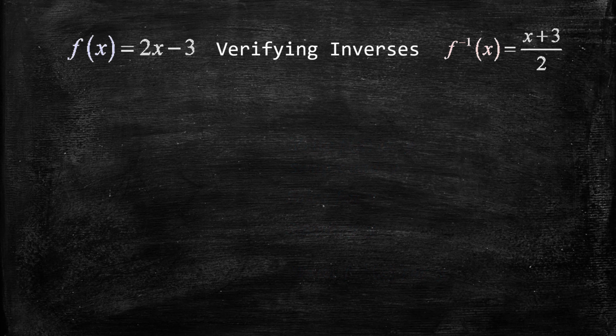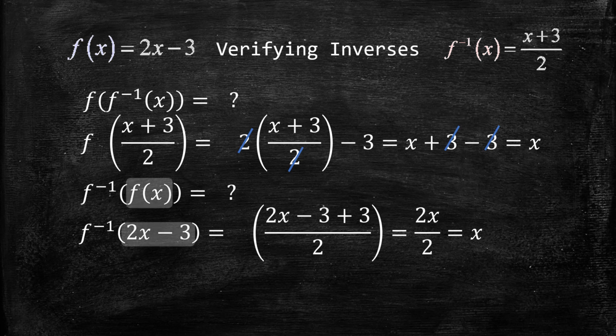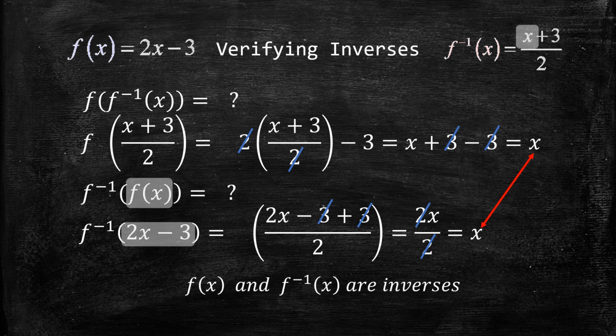Let's verify that these two are inverses. So we're going to take their composition. So notice this is f inverse of x, and where did we replace that? In x, in f of x. Simplify. Therefore, we got x. Let's take it backward. Keep in mind this is f of x, and where did we replace it? In x, in f inverse of x. Simplify. Now we got x in both of them. Therefore, what can we say? That the function and its inverse are inverses.